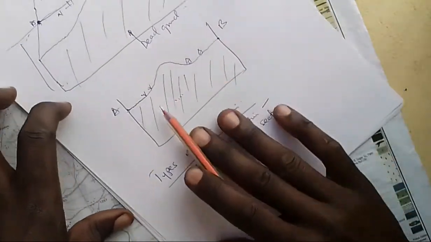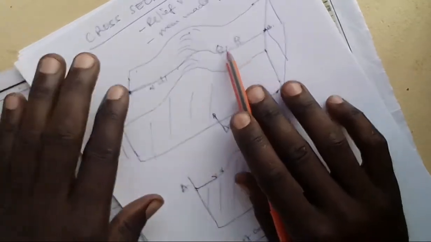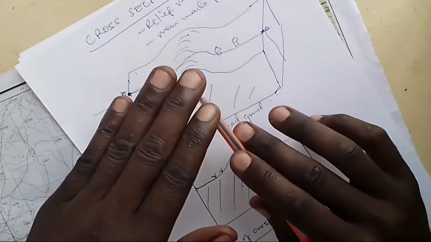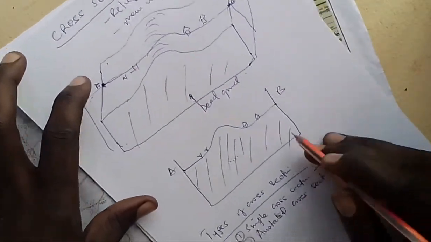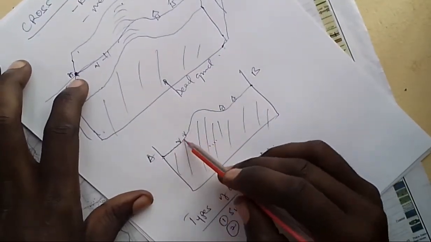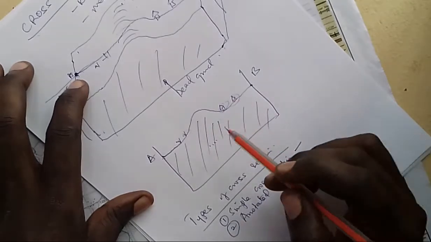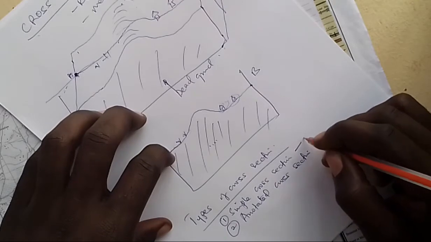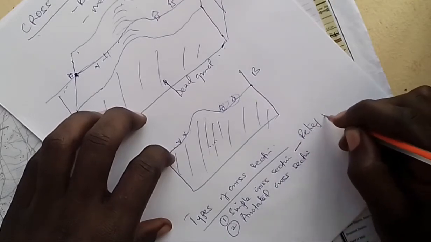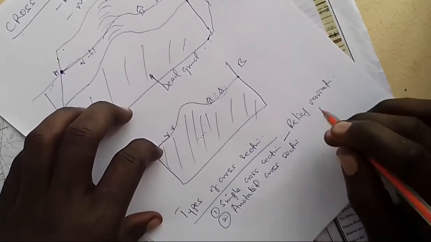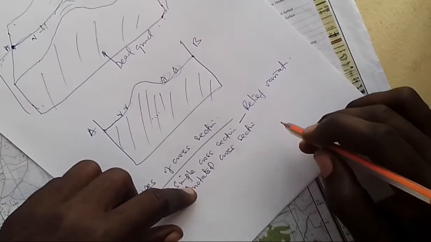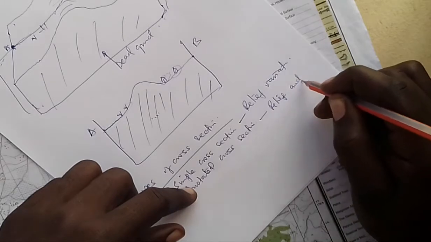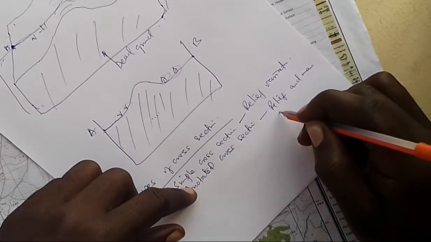For example, if I was to draw this, but then I don't show any man-made features, or I just show relief makeup, that is a simple cross section. If I had drawn this without the houses and the vegetation, that one would be a simple cross section. This one is only displaying relief variation. Then annotated cross section, this is the one that shows relief and man-made features.